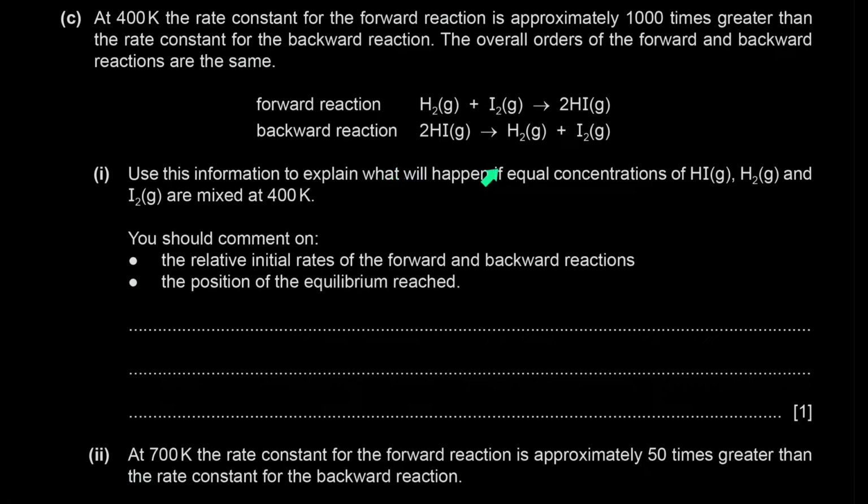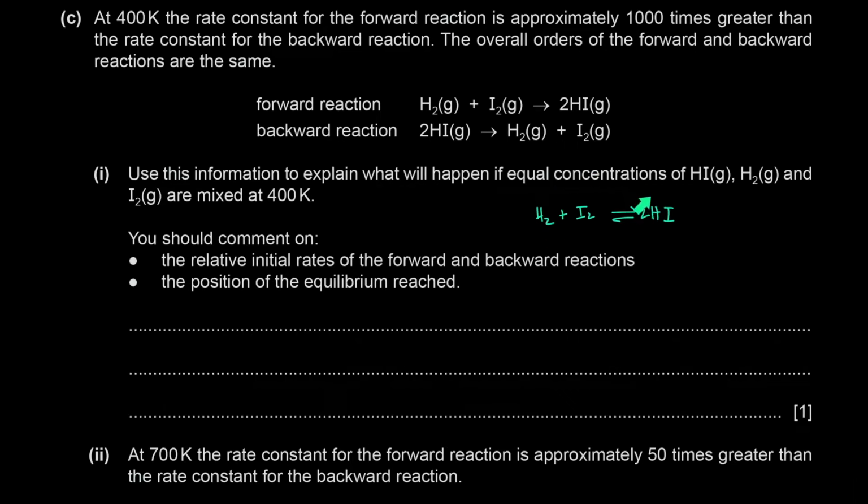Use this information to explain what will happen if equal concentrations of HI, H2 and iodine are mixed at 400 Kelvin. You should comment on the relative initial rates of the forward and backward reactions and the position of the equilibrium. So what you have over here is this reaction, and they're saying that at 400 Kelvin, the forward reaction is 1,000 times faster than the backward reaction. So if I mix equal concentrations of all three of these, initially, if the forward reaction is 1,000 times faster than the backward reaction, where will the equilibrium move? Will it shift to the right or to the left if I mix equal concentrations?